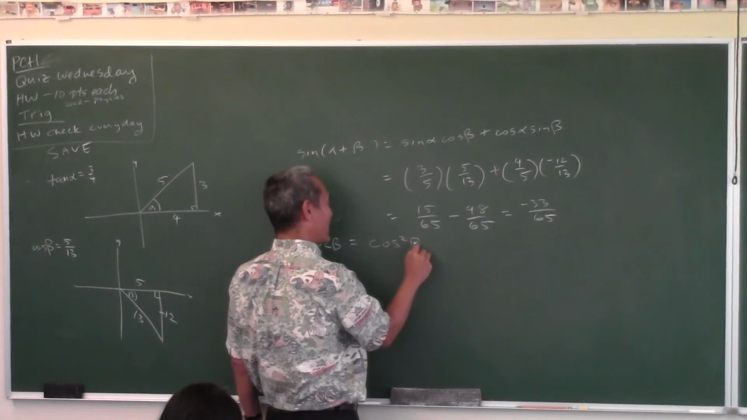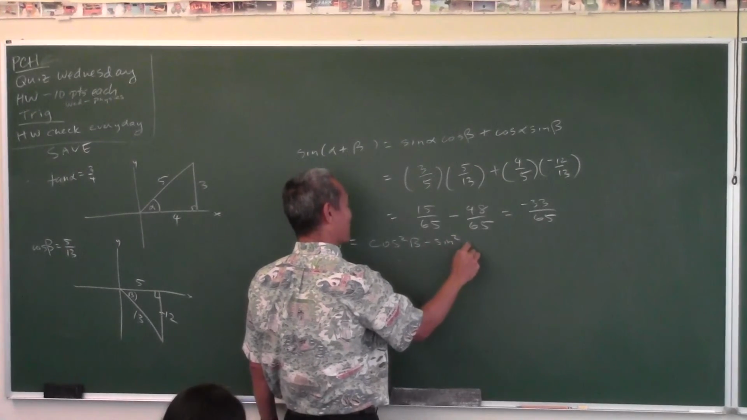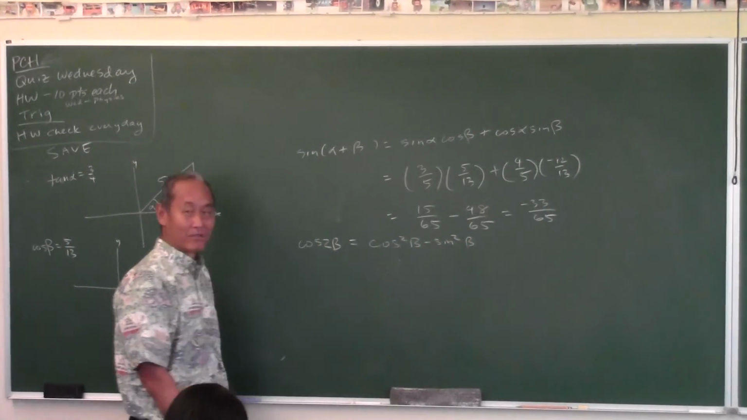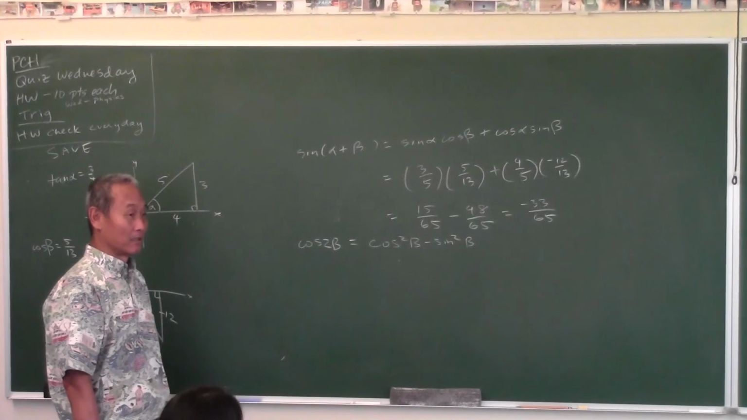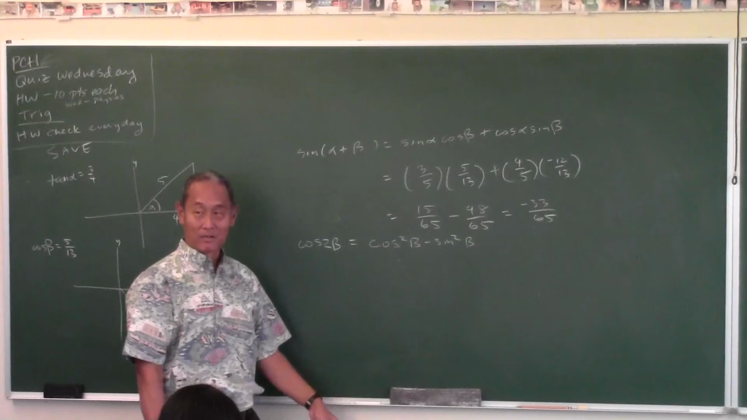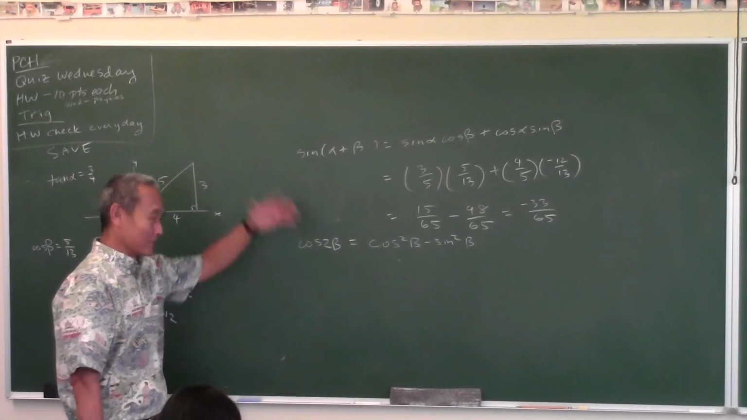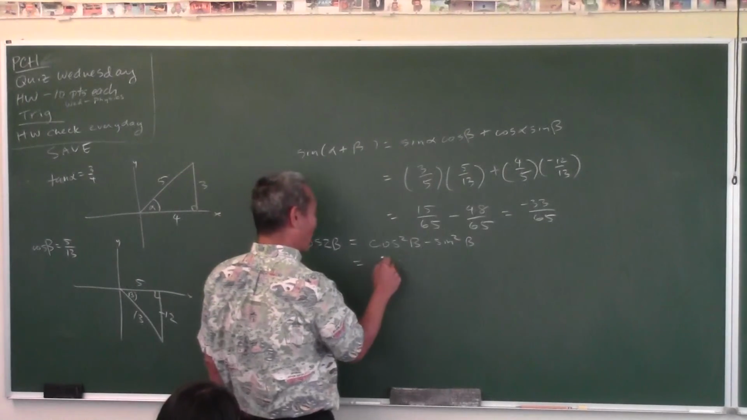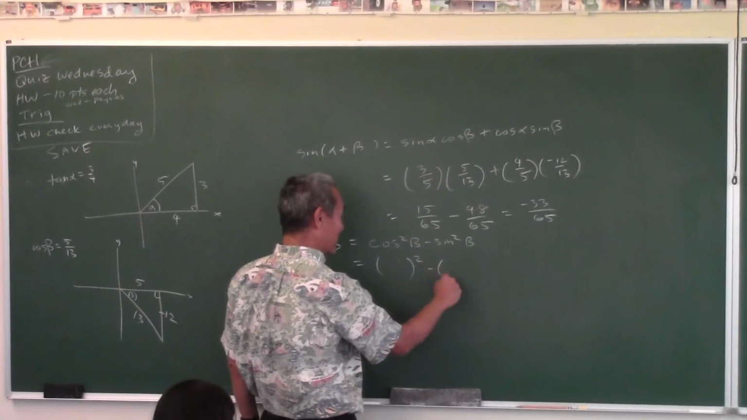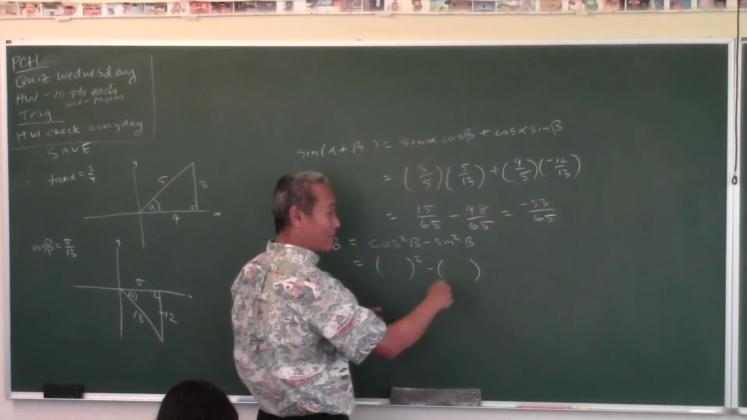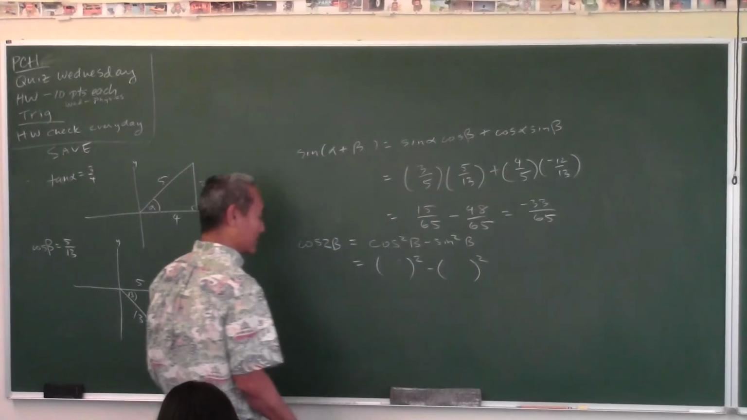Cosine squared beta minus sine squared beta. Does that even look familiar? Now some of you are thinking, isn't that 1, Mr. Park? No, that was a plus sign. It's minuses. Okay, now what does cosine squared mean again? It means cosine beta squared. That's what it means. Sine squared beta means sine beta squared.